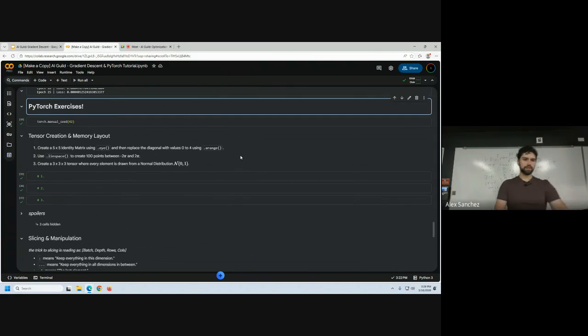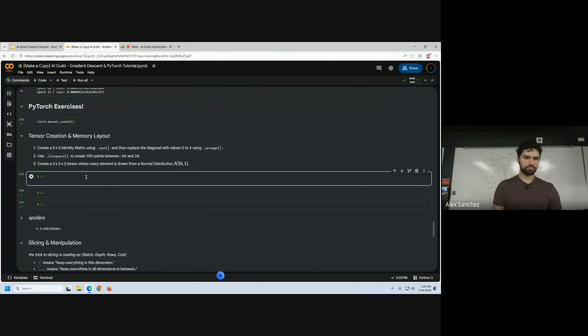So here we have a couple little exercises, problems to solve. First we want to create a 5x5 identity matrix using .I and replace the diagonal 0 to 4 using .arange. Remember, .I computes the identity matrix, and arange initializes a specific range for us. So let's go one by one in this instance.